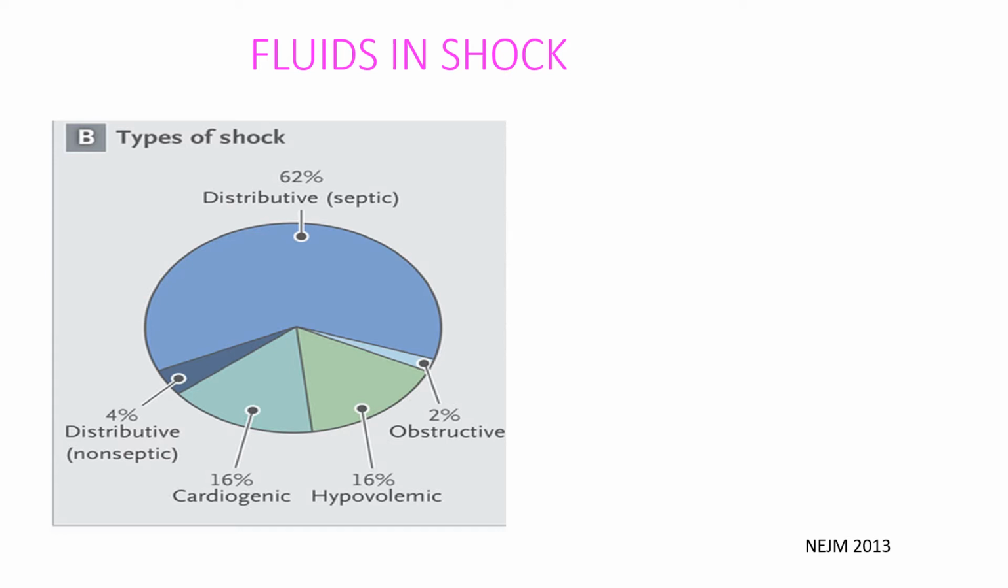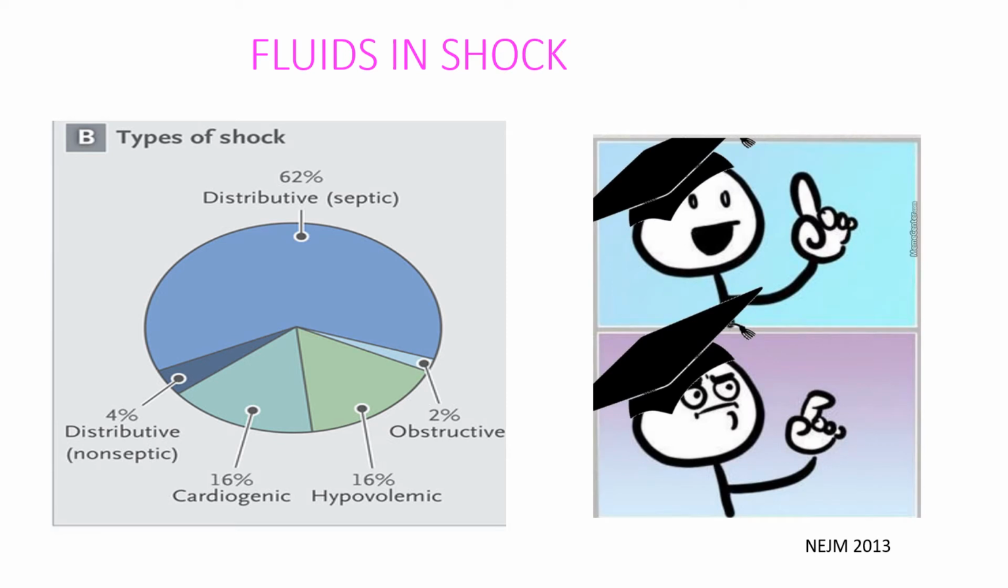For example, a patient sometimes can have two types of shock. He can be having both septic and cardiogenic shock, for example. So we have to see what kind of a shock the patient is in clinically when we first see the patient.